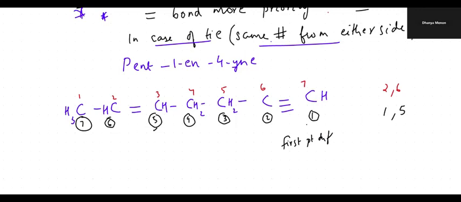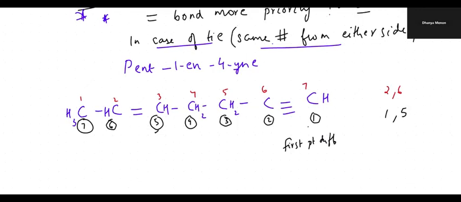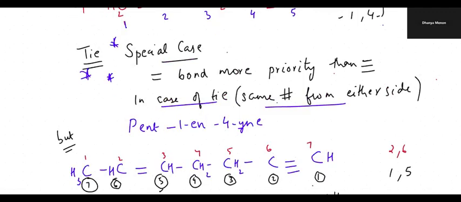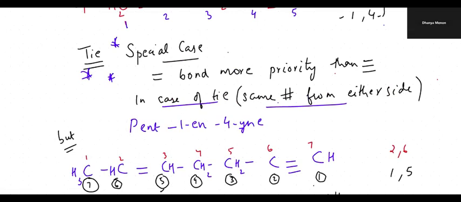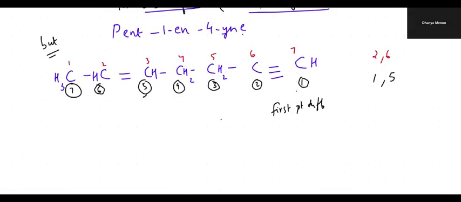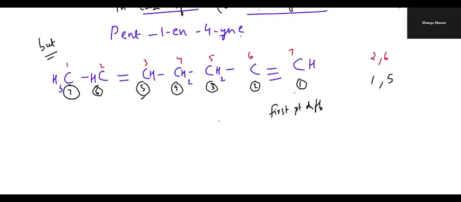Here both are equally important. So please remember the special case, only whenever there is a tie. But in this case, there is no tie going on. Here, the numbering is different and you will go with the first point of difference. This is number 2, this is number 1. Definitely you will go with 1 and 5, not with 2 and 6. I hope I am clear, right?